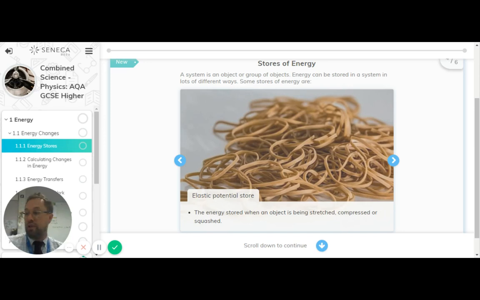I'm just looking around if I've got something I can use. There we go, I've got something there. So, for example, elastic potential energy is what comes into my slingshot that I've got here. As I stretch my slingshot out and I pull that elastic back, I am storing up elastic potential energy in that elastic, and when I let it go, it's got the potential to spring back again there. So any object that's been squashed or compressed is an elastic potential energy store.